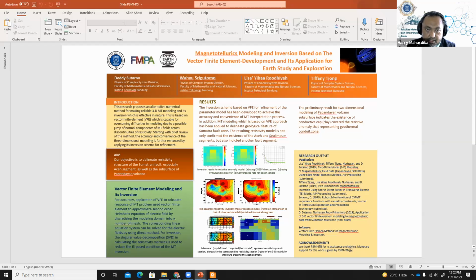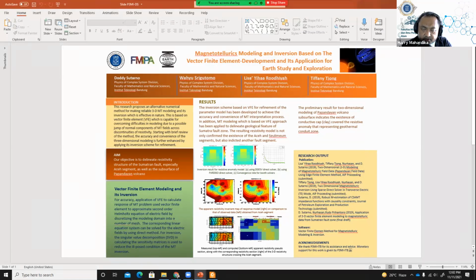So here, if you're able to see your screen, I guess this poster was created in A0 template, in A0 paper size. It contains the logo of ITB, the logo of FMIPA, and also the logo of the research division. The title is located at the top, written in orange letters: magnetotelluric modeling and inversion based on vector finite element development and its application for earth study and exploration.